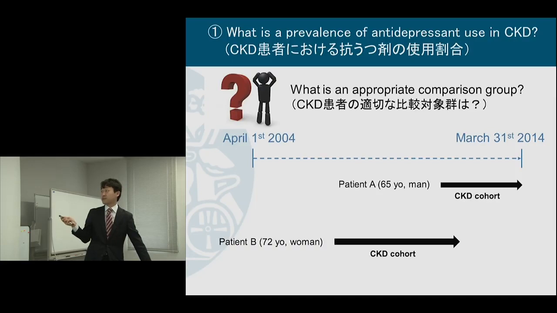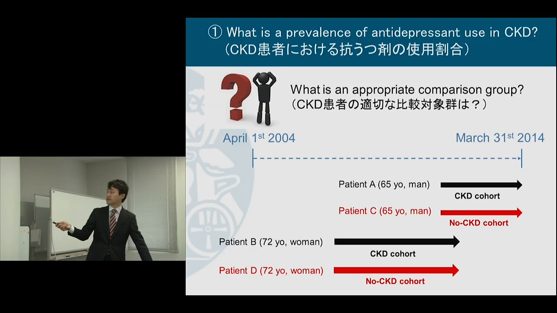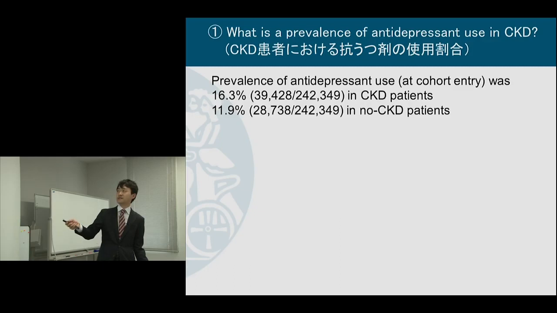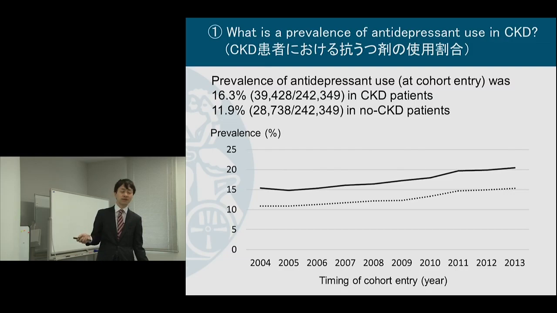Okay, and this is a graphical presentation explaining the same. So this is the CKD cohort, and I selected randomly a patient with the same age and sex at the same timing of cohort entry and made a comparison group or no CKD cohort, and then compared prevalence of antidepressant use between the groups. And this was 16.3%, as I said earlier. And in the comparison group, this was 11.9%. And stratified by timing of cohort entry, the association was nearly parallel over time, so nearly 1.5 times always. So now I would conclude more confidently that the prevalence of antidepressant use in patients with CKD is higher than the general population with the same age and sex in the same GP practice.